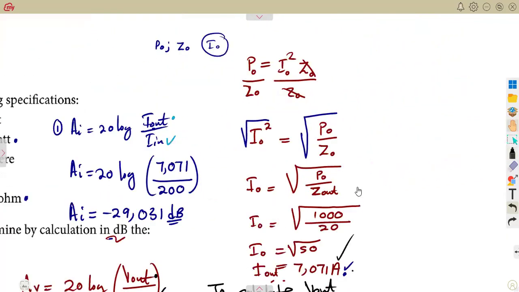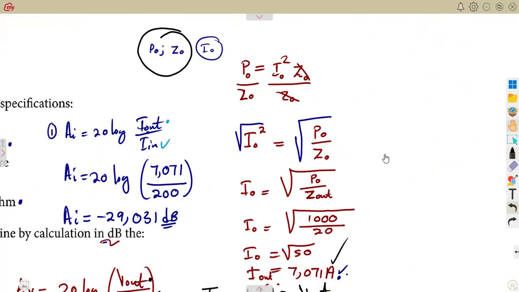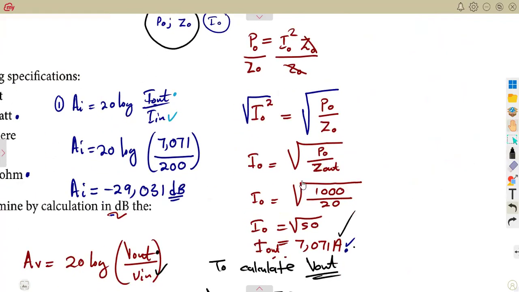This is how you could have calculated your output voltage. But is it the only way? No. Remember, we have the output power and the output impedance. Previously, we were given this. We calculated this.